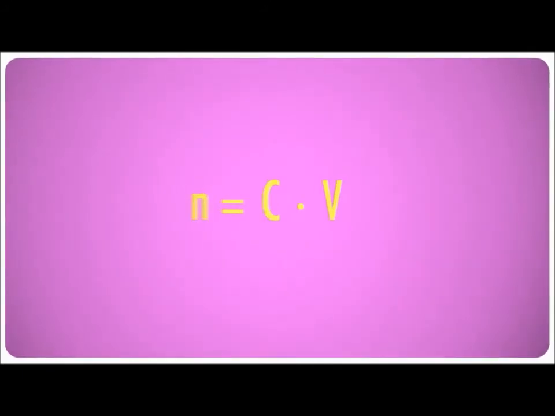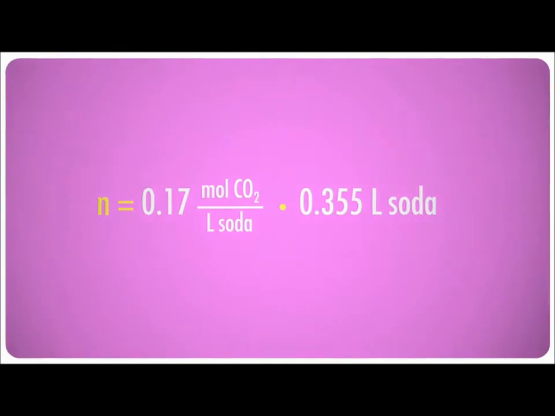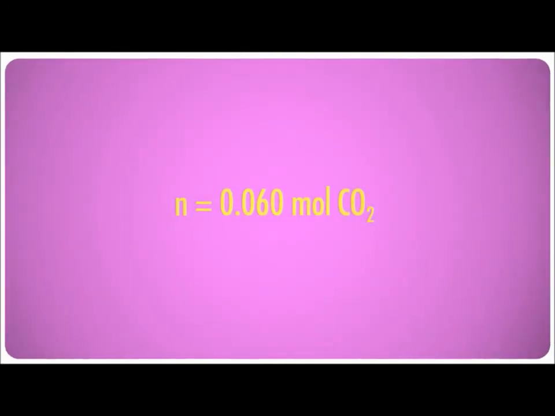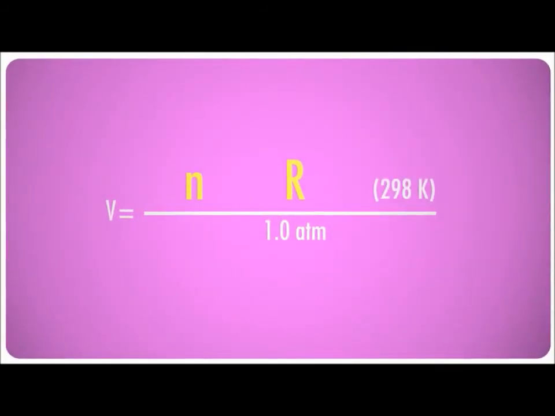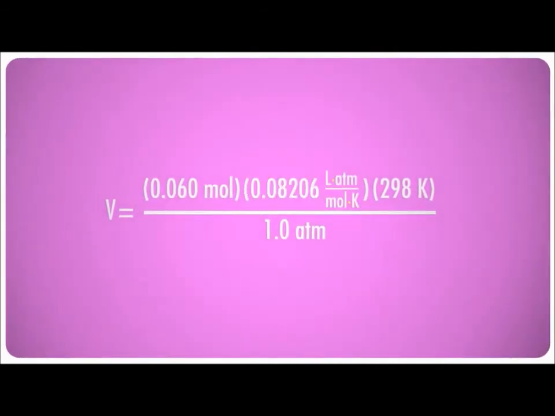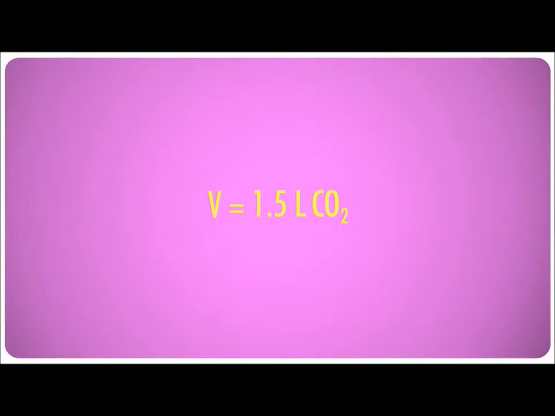Now, there are 355 milliliters, or 0.355 liters of cola in a can. How much volume would that CO2 take up at normal atmospheric conditions? Whip out your trusty ideal gas law, and we find at atmospheric pressure and 298 kelvins, or room temperature, 0.060 moles of carbon dioxide will expand to about 1.5 liters. That's a lot of burps. Something else to keep in mind on date night.